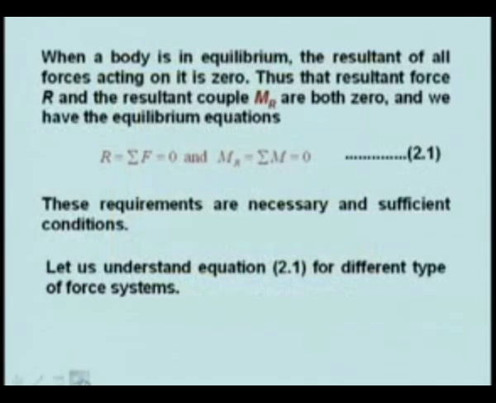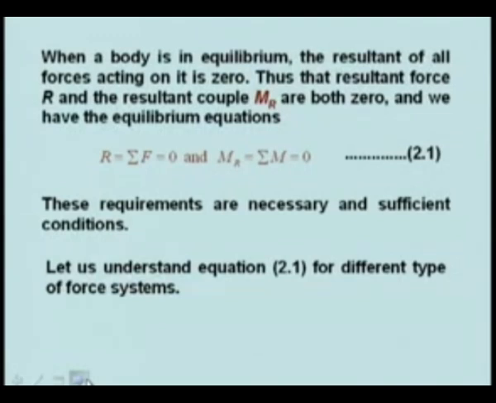Now, when a body is in equilibrium, the resultant of all forces acting on it is 0. Thus, the resultant force R and also the resultant couple MR both will be 0, and therefore, we have the equilibrium equations as R equal to sigma F equal to 0 and MR equal to sigma M, which is also equal to 0. These requirements are necessary and sufficient conditions. They are necessary, that means if a body has to be in equilibrium, then R must be 0 and the resultant moment also must be 0.